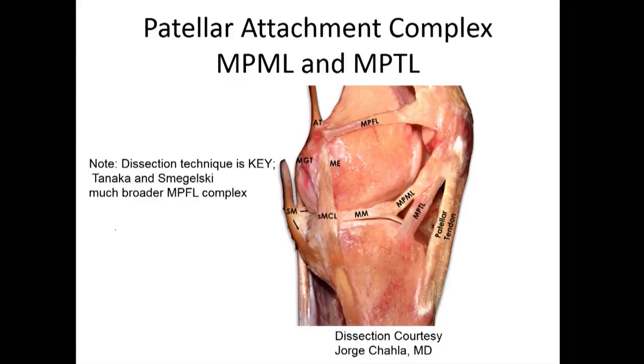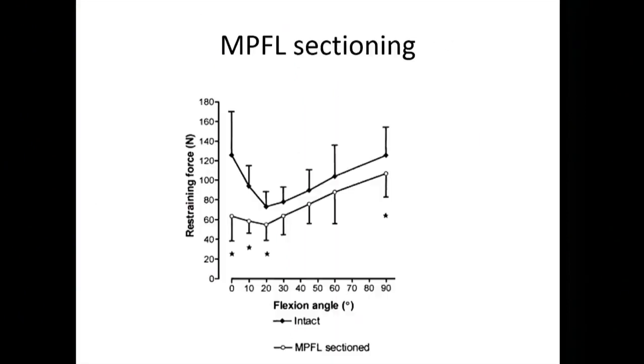So when you're looking at these anatomy reports, look and see how they did their dissections, because I think we can appreciate from the work of Tanaka it's a much more expansive area on the patellar and quadriceps tendon attachment. So if you section the MPFL, you can see the restraint to lateral displacement is markedly down. In fact, the next tissue that is holding you, besides the medial structures, is actually the lateral retinaculum.